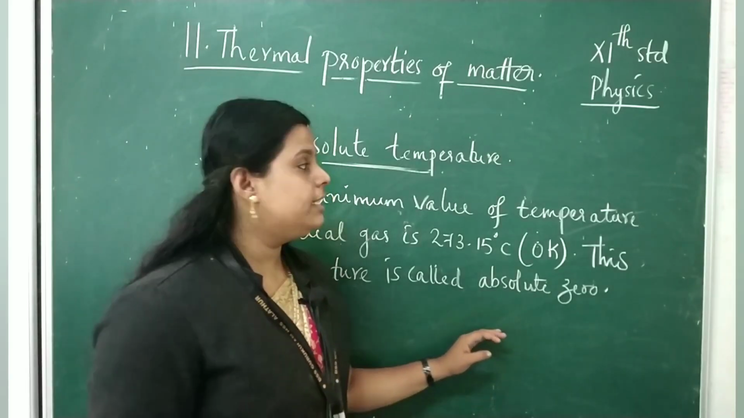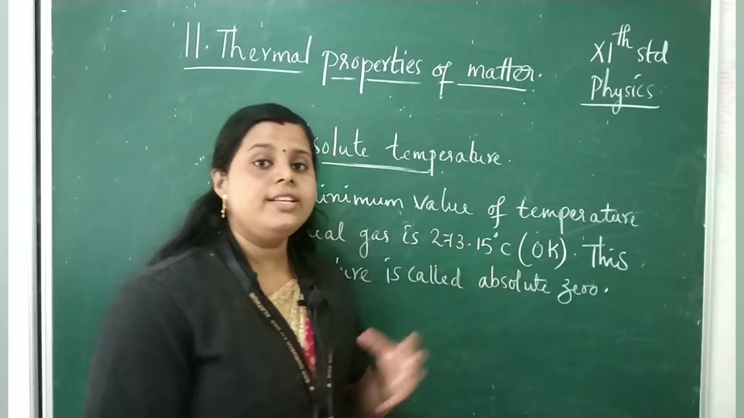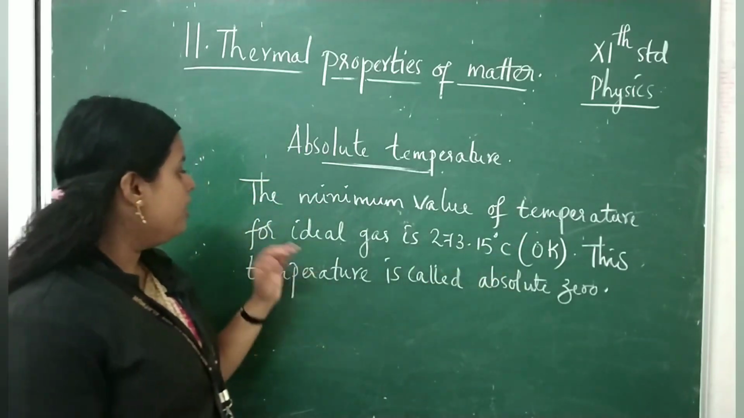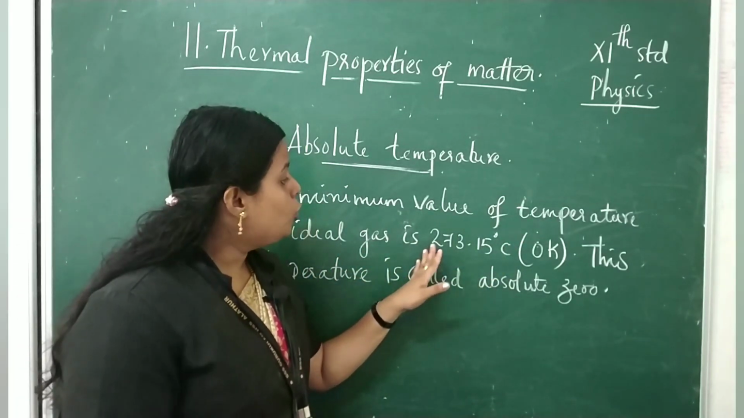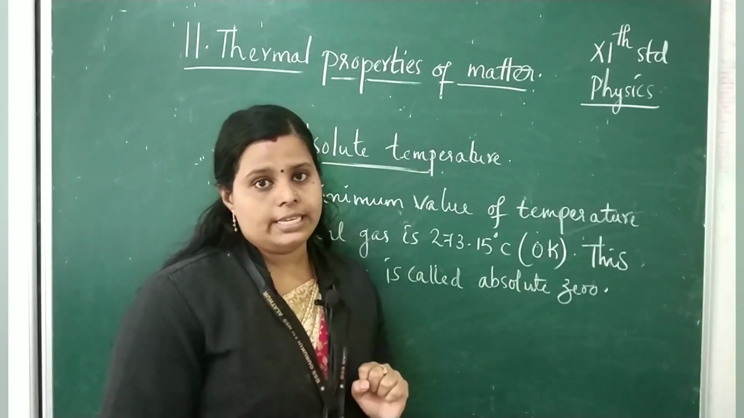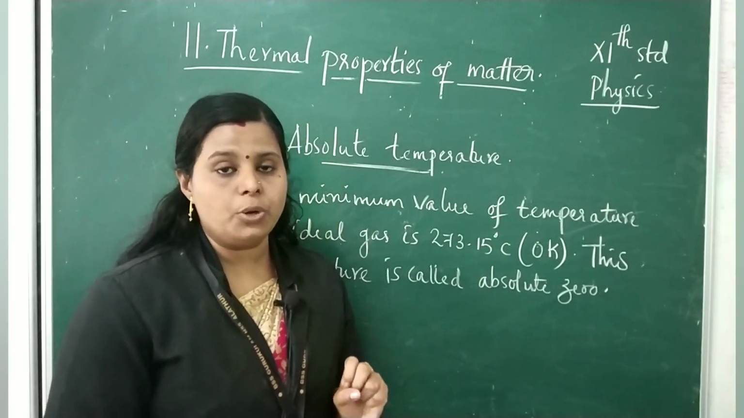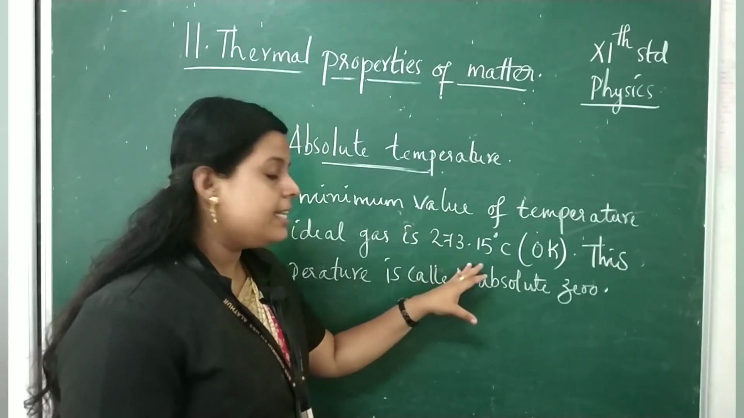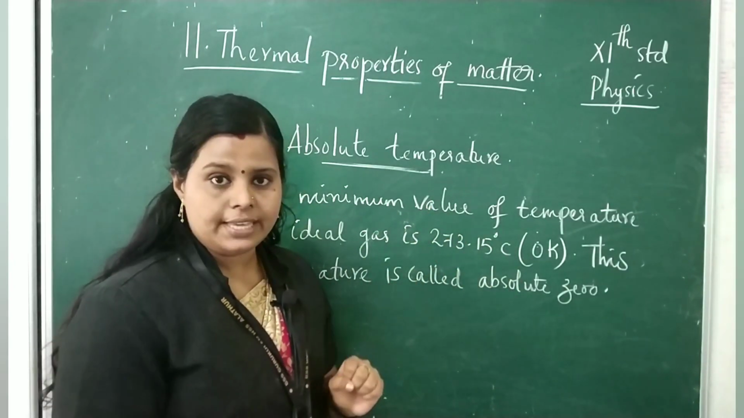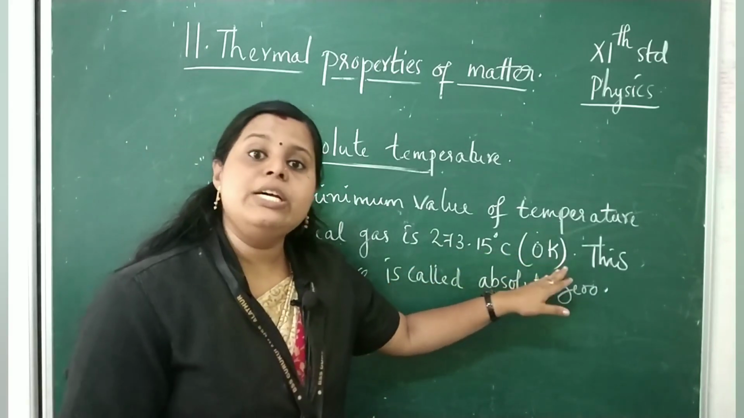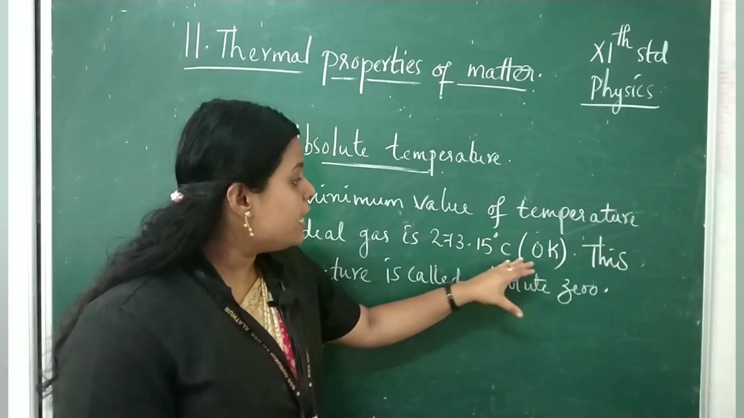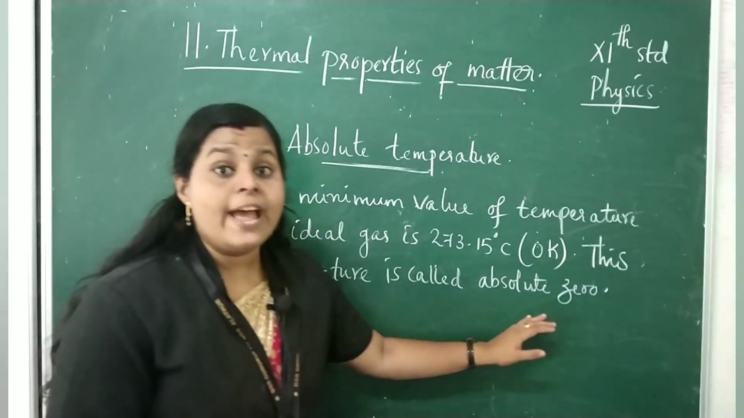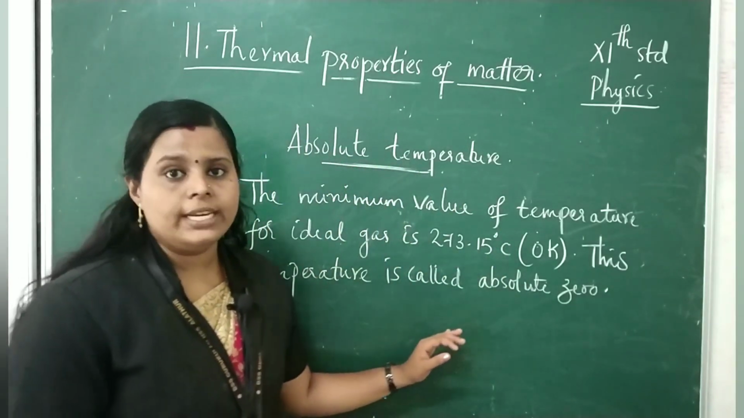Now let's learn the term absolute temperature. So what is absolute temperature? Listen children, the minimum value of temperature for an ideal gas is -273.15 degree Celsius. For an ideal gas, the minimum value of its temperature is -273.15 degree Celsius, okay, that is equal to 0 Kelvin. It is also equal to 0 Kelvin on the Kelvin scale. So this temperature is called absolute zero or absolute temperature.